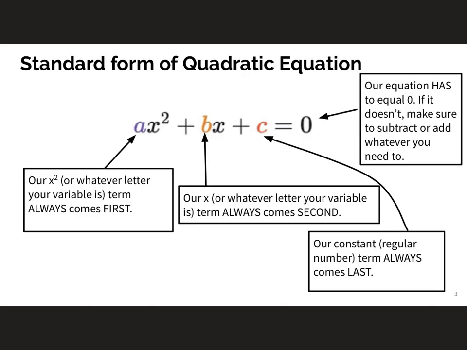So before we go into what the zero product property actually is, we just want to recap our standard form of a quadratic equation because that's really going to help us with our factoring skills, right? Remember, our x squared is always the term that comes first when we're writing in standard form. Our x term is always the second term, and our constant term is always the last term. And in order for us to solve this equation, it has to equal 0. So if it doesn't equal 0, you need to subtract whatever this value is or add whatever that value is over here so that it equals 0.